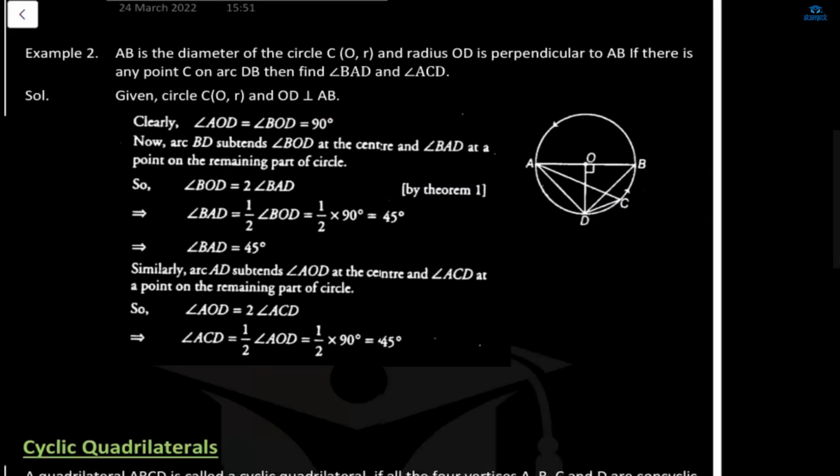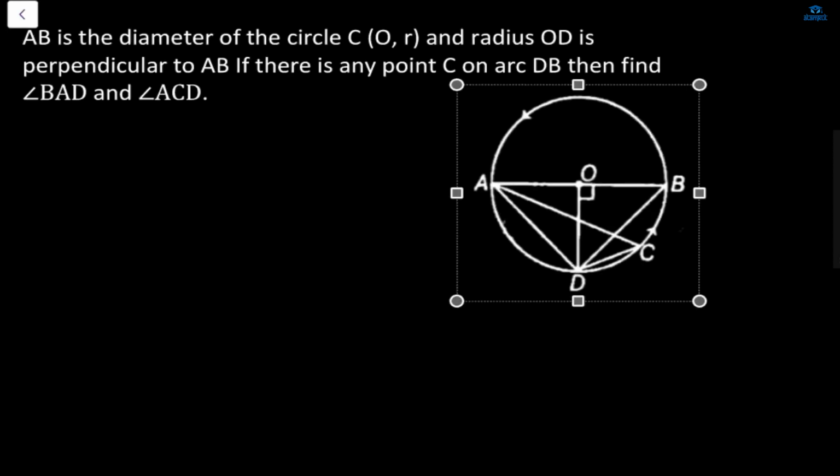Now again, this question. AB is the diameter of the circle, and radius OD is perpendicular to AB. If there is any point C on arc DB, then find angle BAD and angle ACD. BAD is this angle we have to find, and ACD is this angle.